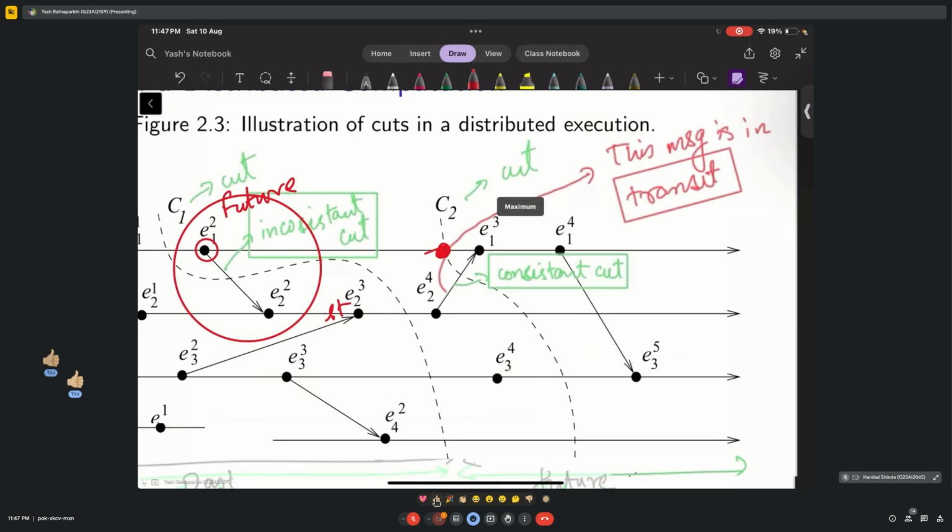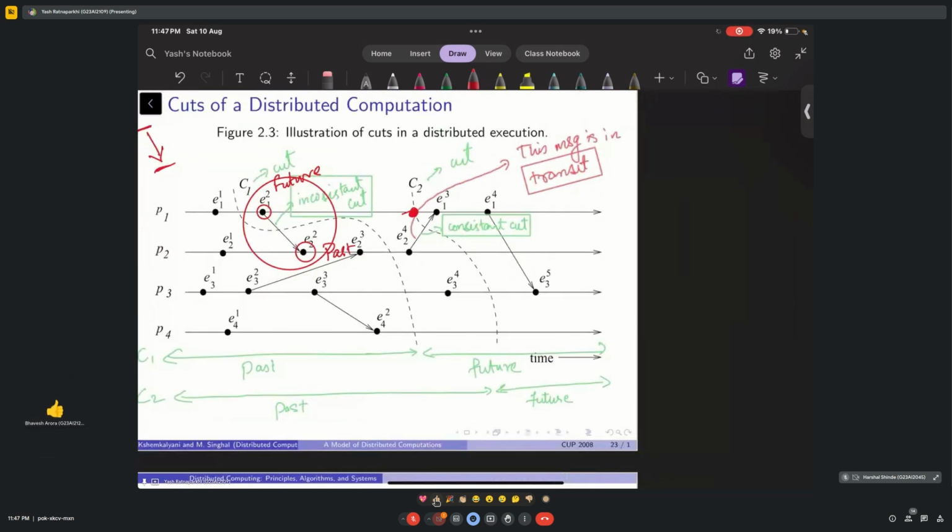Now let's talk about this particular cut. Can you tell me with respect to C2, I am asking, E24 is past or future? Past. And E13 is past or future? Future. Correct. So is it possible for something to come from past and go to future? Yes, definitely. यार past से आके future में जाएगा ना, right? So this can be called a consistent cut.